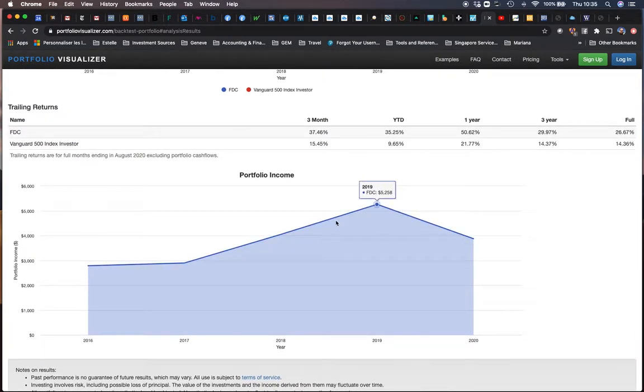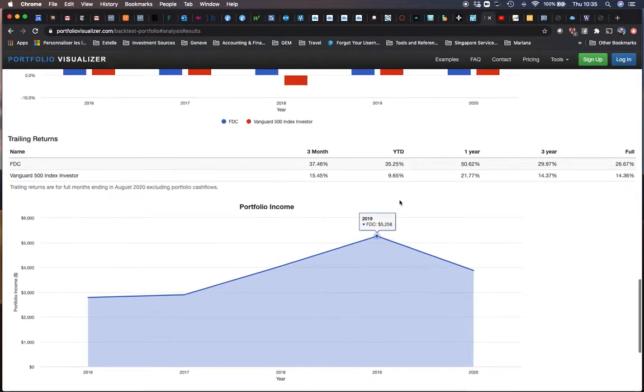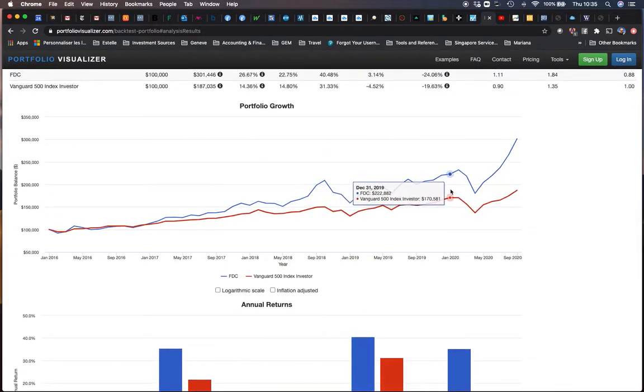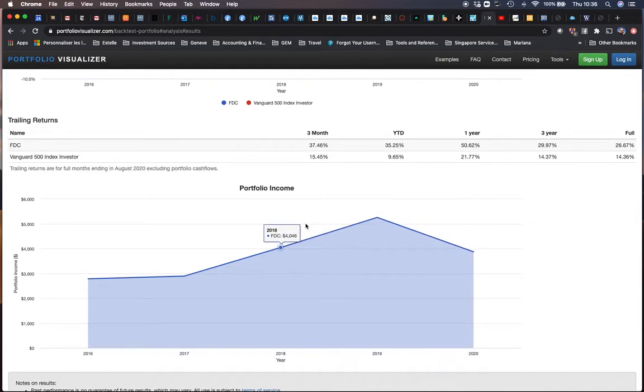And finally, we have here the portfolio income, which means how much income paid by dividends you get year after year. $4,000, $5,000 in 2019, and $3,800 in 2020. So in my portfolio it's not too much. Let's take 2019: $5,000 over $220,000 makes 2% of dividends. Okay, it's not too much, but it's okay. This always contributes to my returns.